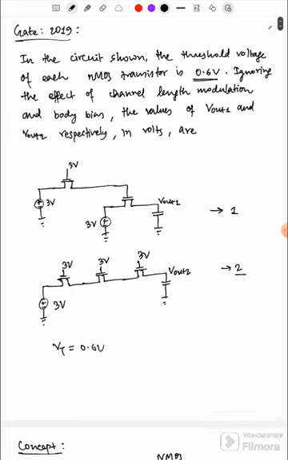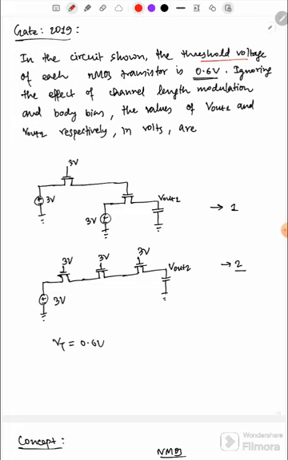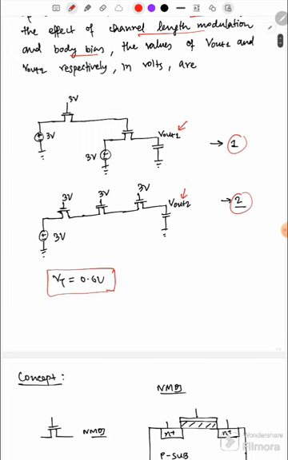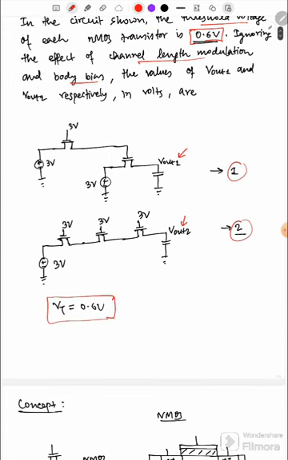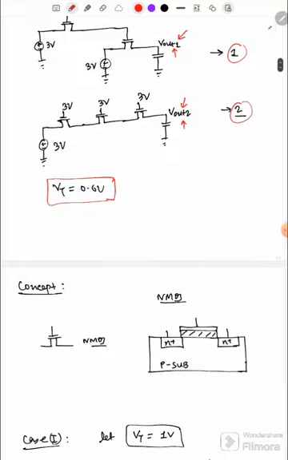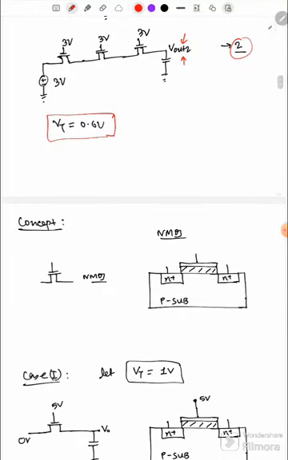In this question, the threshold voltage is given as 0.6 volt for each of these NMOS transistors, ignoring channel length modulation and body bias. So we do not have to worry about these two, and we have to find the voltage levels of Vout1 and Vout2 from circuit 1 and circuit 2. VTH is given as 0.6 volt. To get Vout1 and Vout2, first we have to learn the concepts about NMOS technology.